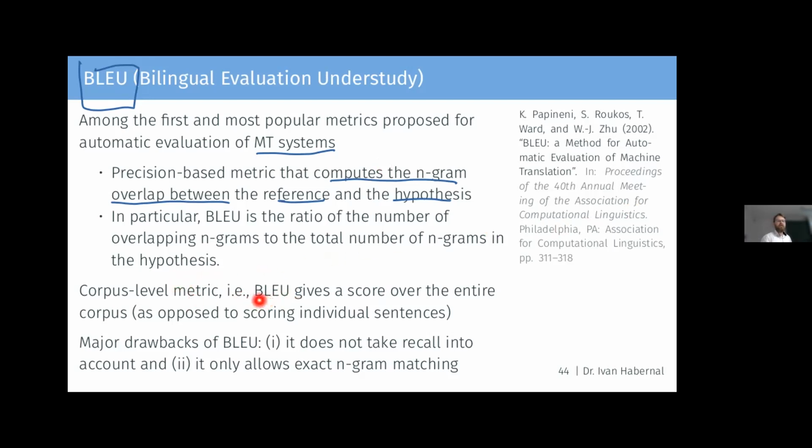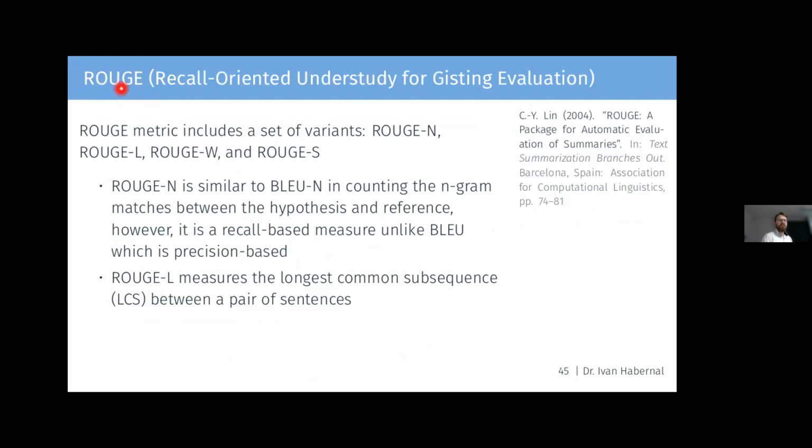There is one score for the corpus, but the drawback is that it's just precision-based. So you don't account for recall, and there's exact n-gram matching, so there has to be an exact translation. In translation, you can use different spelling or different wording for the same thing. So if there is no match, the BLEU score doesn't work. So there's another metric which is oriented on recall, and it's ROUGE.